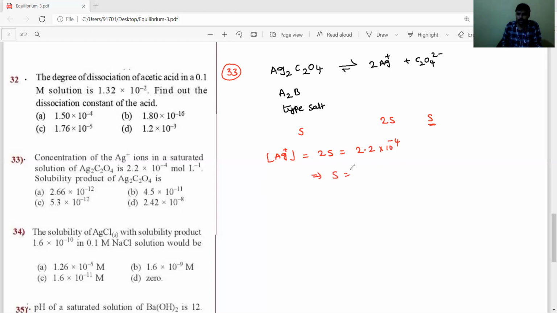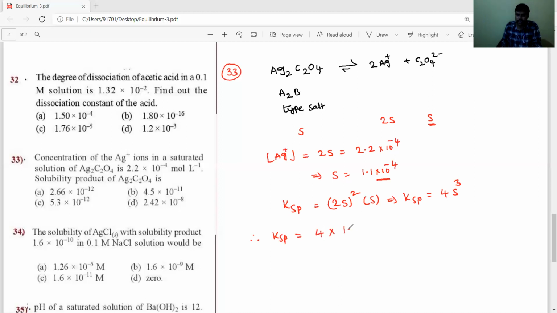Then S is equal to 2.2 into 10 to the power of minus 4 divided by 2, which means 1.1 into 10 to the power of minus 4. Okay, it's very clear, you know the S value. For A2B type of salts, the solubility product KSP is equal to 2S whole square into S, which is nothing but 4S cube. Therefore, KSP, the solubility product, is equal to 4 into S cube.